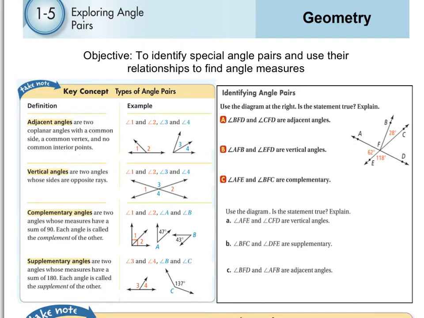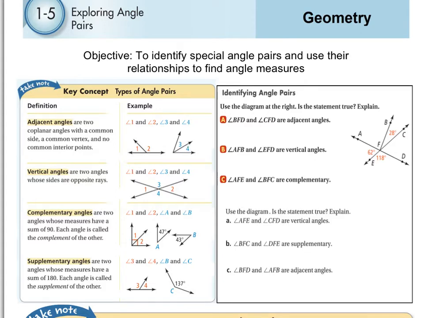Essentially, what happens with adjacent angles is if you take an angle on the left and you take an angle on the right, and then you put them together and they share that one side. So as you look at this angle right here, you see this is angle 1, and this is angle 2, and they share this middle side. Same thing over here, this is angle 3, this is angle 4, and they share that middle side.